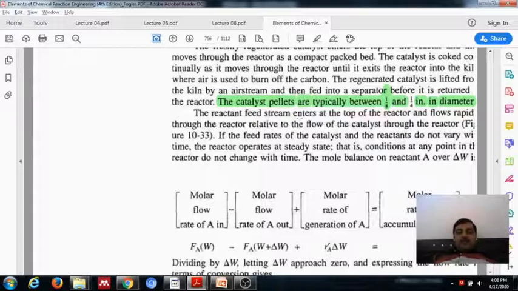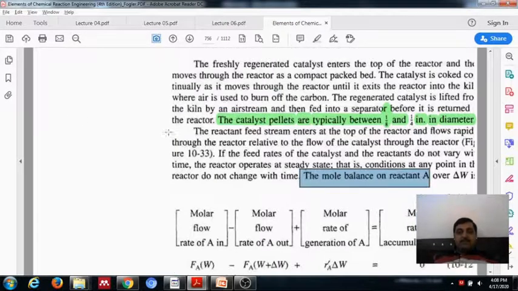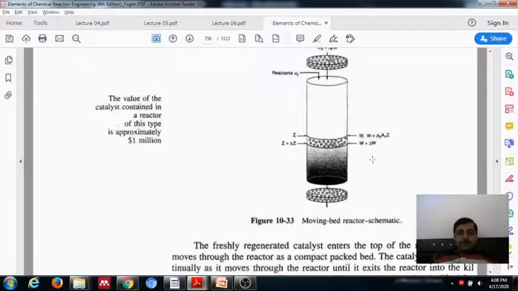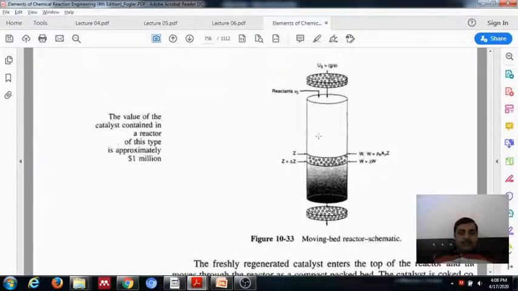Now the reactant feed stream enters at the top and flows downward. So let us have a mole balance on the reactor. What we are trying to do here is, let's say from Z to Z plus delta Z, it is moving. The catalyst moves from W to W plus delta W. Us is the mass velocity of the catalyst. Here I will denote the flow of reactant.